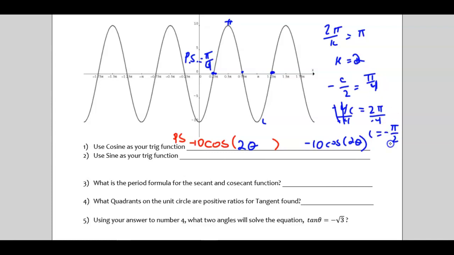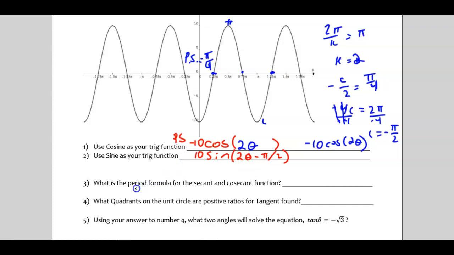Now I want to fill out this graph right here. So I'm going to go sine. What's the amplitude from the midline? It's still up 10, down 10. So we got 10 because it goes up 10. And then we have k is 2, so 2 theta, and c is negative pi half, minus pi over 2. So there's our equation right there.